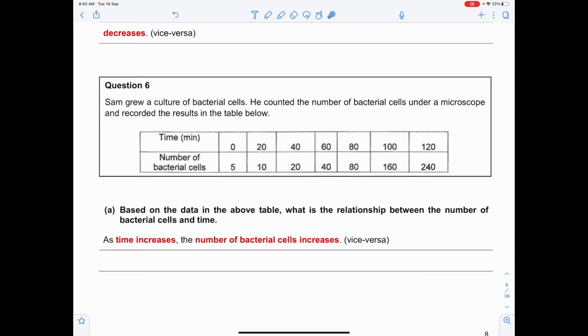Also please take note, a relationship can have no effect also. Don't always think that it must be increasing or decreasing. It can be no effect also. Alright, moving on to conclusion questions.